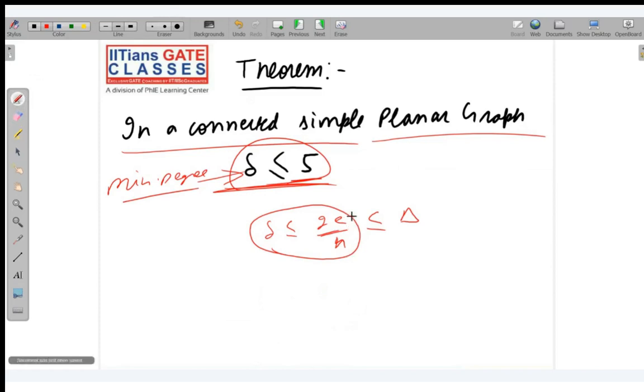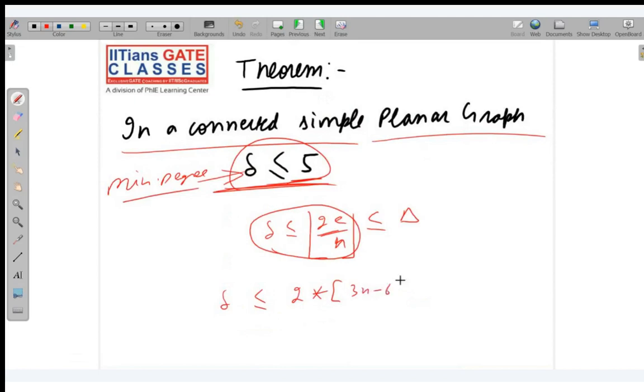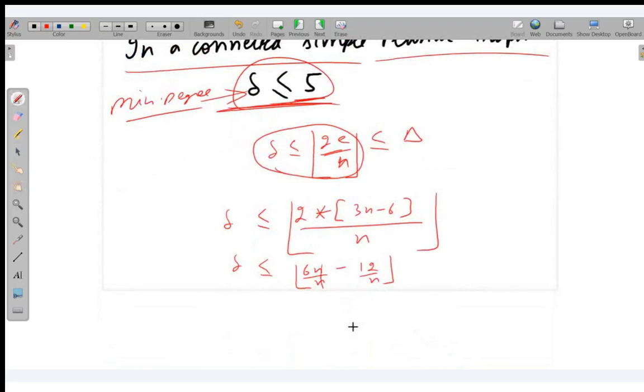So delta is less than or equal to the floor of 2E by N. I think you already know this thing: the floor of 2E by N is less than or equal to delta. The delta theorem was this only. So I will say delta is less than or equal to 2 into E, which is less than or equal to 3N minus 6, so 3N minus 6 divided by N, with the floor function. So delta will be less than or equal to 6N by N minus 12 by N. Here N and N are gone.